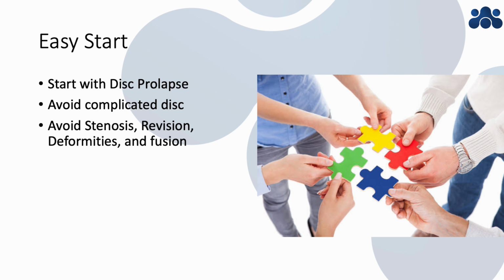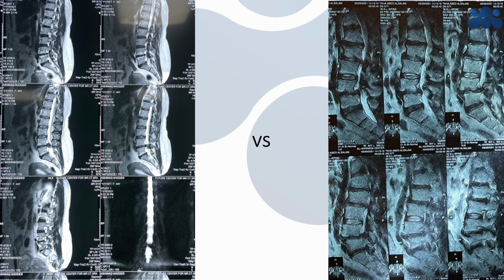Easy start, as I like to name it, because when you learn any technique, you have to start with the easy cases. It's not logical that you do, let's say, difficult, complicated cases, and also it's important to avoid revision, deformity, and fusion in case of endoscopic spine surgery. So on the left side you will see the single level disc, which is a good candidate to start with endoscopic spine surgery, while on the right side you have advanced degenerative spondylolisthesis, which is not an ideal case to start with.